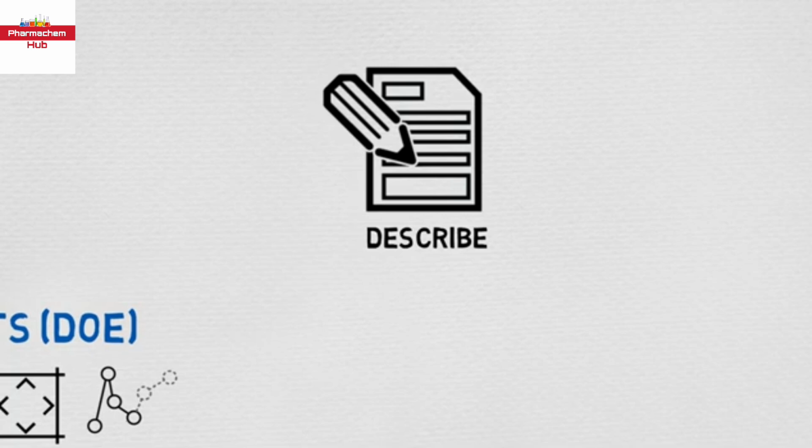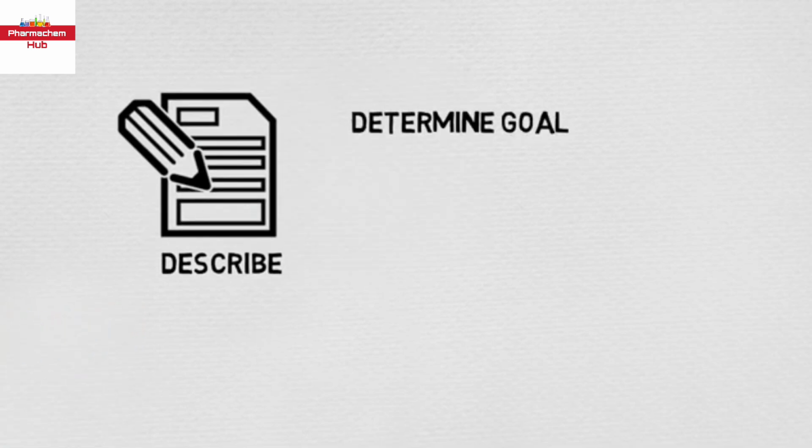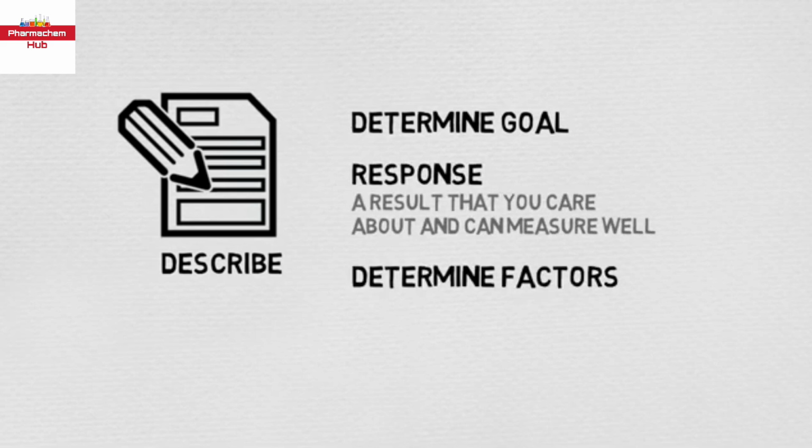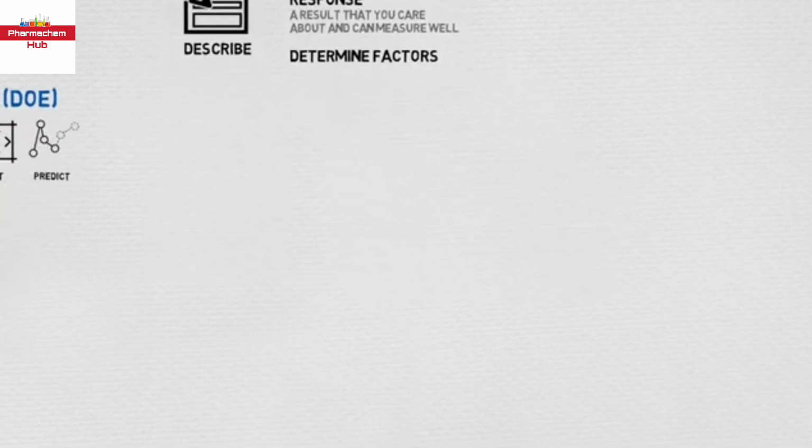It's in this critical first step that you and maybe some other colleagues determine the goal of your experiment. After brainstorming and researching, you'll identify a response, a result that you care about and can measure well. You also identify the constant factors that you can't change and the factors you'll include that will affect your response.